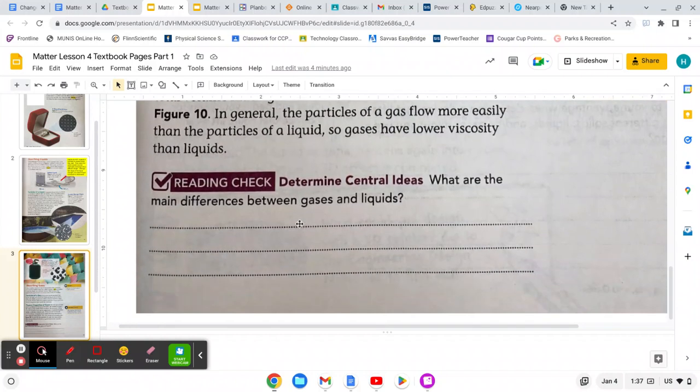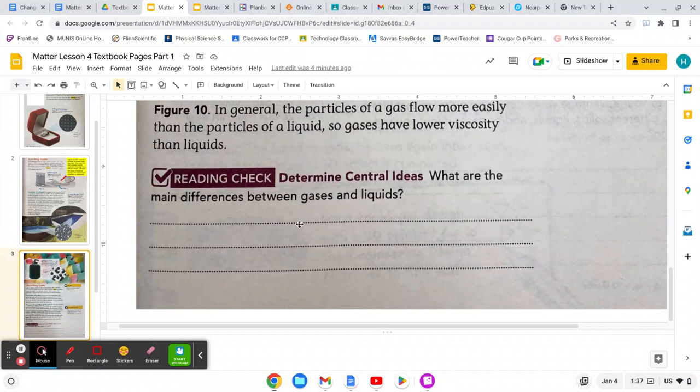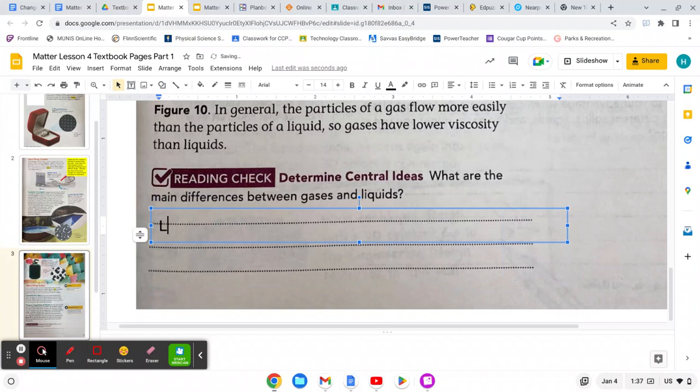So down here at the very bottom of your slide, we're going to go ahead and answer the question, what are the main differences between solids and gases? So go ahead and insert your text box. The question was the main difference between gases and liquids. So let's start with liquids. Liquids have a definite volume and gases don't. Okay? That's the first thing.